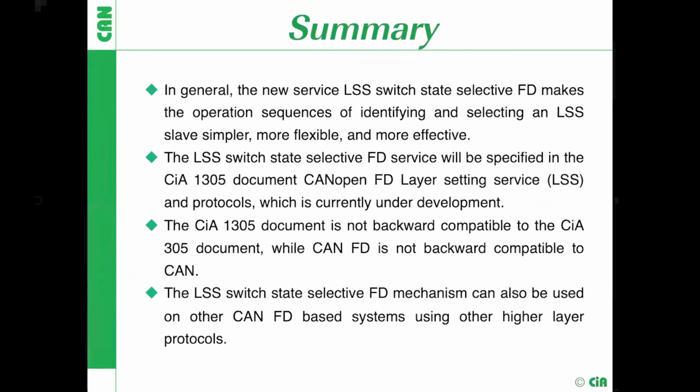So to sum up, this new service LS switch state selective FD makes the operation sequence of identifying and selecting an LS slave simpler, more flexible, and more effective. So we need now in total at a worst case maximum 33 pairs of requests and responses.